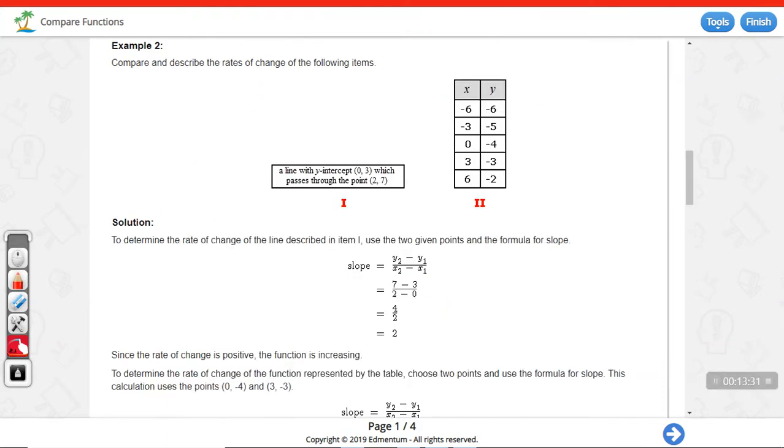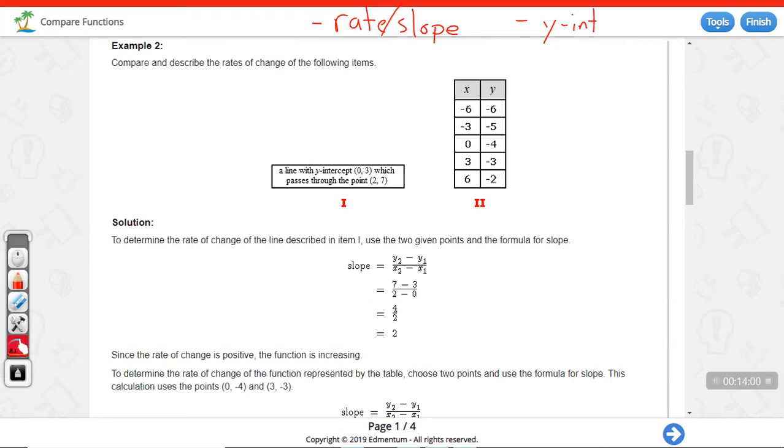In example number 2 here, they give us a situation, a line with a y-intercept of 0, 3, which passes through the point 2, 7. We'll talk about that one. It's a little bit trickier. And they give us a table. All right, and they want us to compare and describe the rates of change. Once again, I'm going to compare not just the rate, also known as the slope. I like to call it both because I typically refer to it as slope more, but you need to know both names, and the y-intercept.